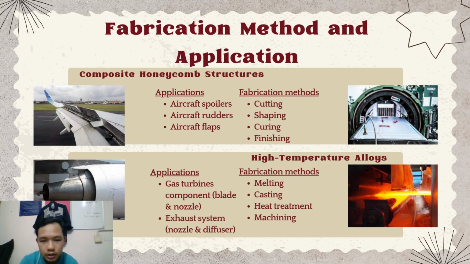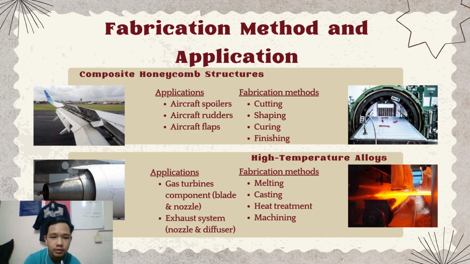Okay, next we go to the composite honeycomb structures. This material is very unique because of its structure itself, and the applications consist of the spoilers, rudders, and flaps of an aircraft. The fabrication methods must be conducted according to its procedures, or we can say according to its order, which is we start from cutting, then shaping, then curing, and lastly we finish with finishing methods.